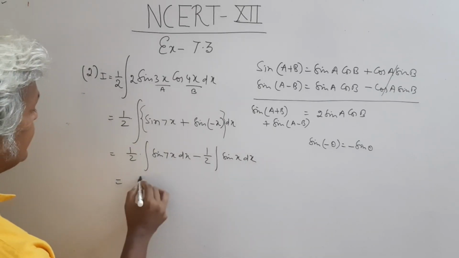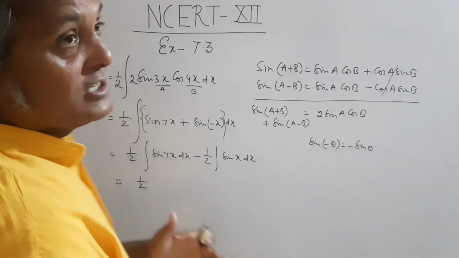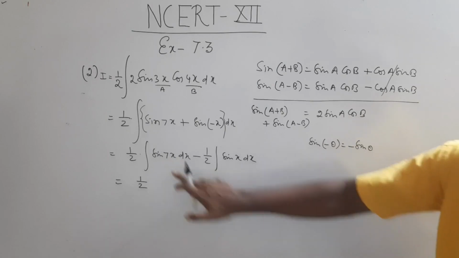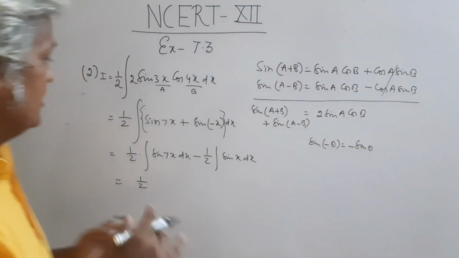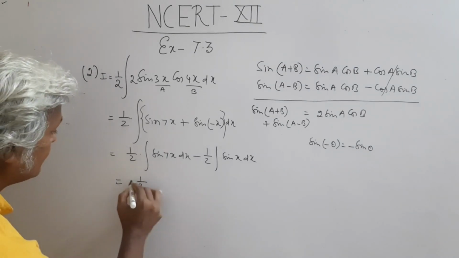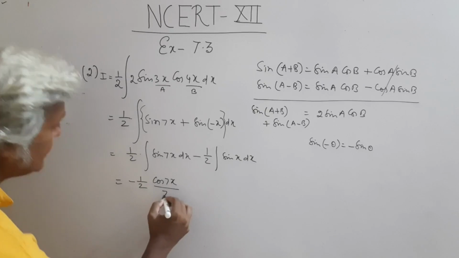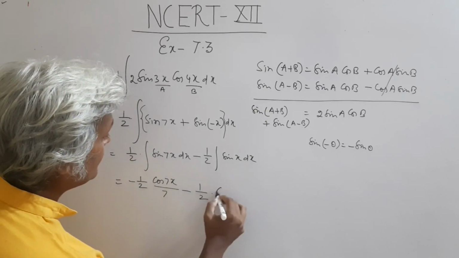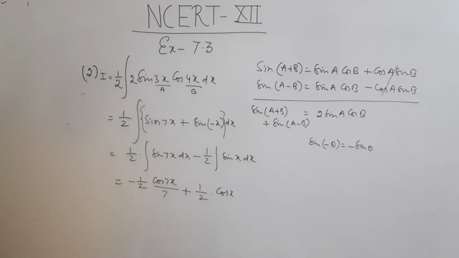And if you just integrate, you get half. Integration of sine x is minus cos x, so integration of sine 7x will be minus cos 7x divided by the differentiation of 7x, that is just 7. So what will it become? This will become minus cos 7x over 7, and this one, as usual, this is cos x negative also, so here I write this as plus.